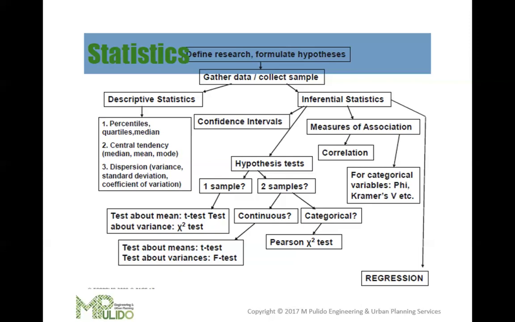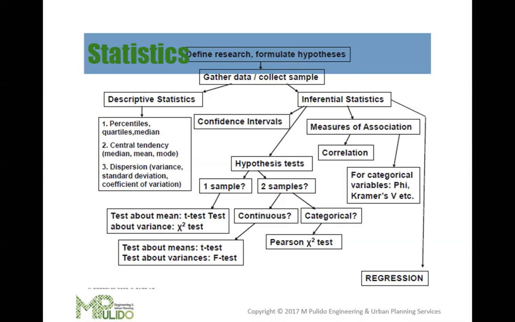Under two sample, continuous data makes use of the t-test for comparing means. And then categorical data uses the Pearson chi-square test for independence. There are two methodologies there, two tests. Example, comparing the average test scores of students from two different teaching methods using a t-test. So that's under two sample test.